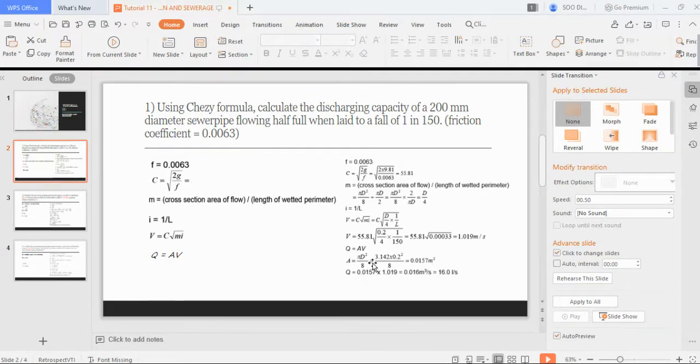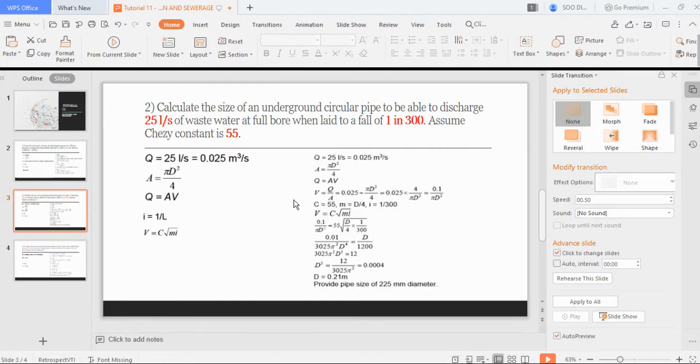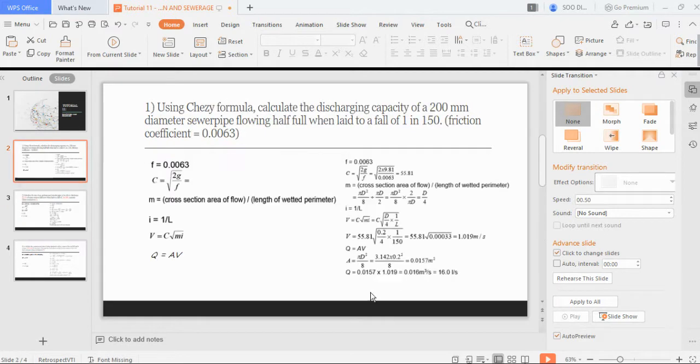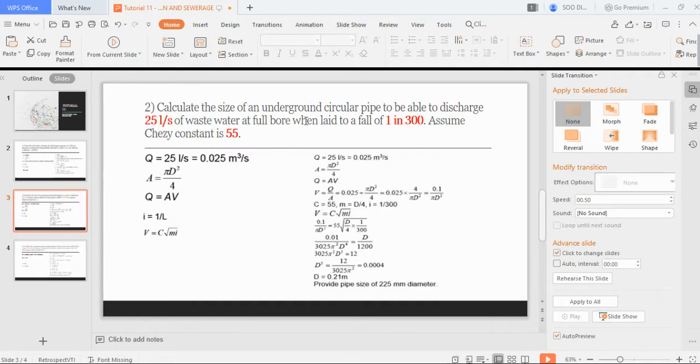So you have to divide by an additional 2 times. There's a difference where you have 8 here, and for full bore, you only have 4. So this is the formula, or you can work it out yourself.